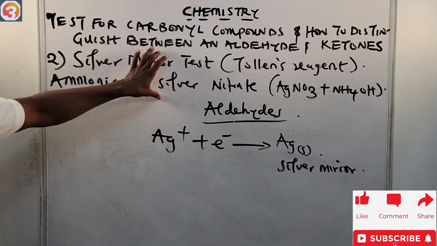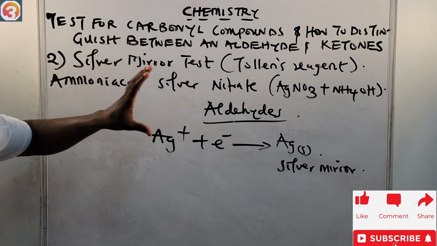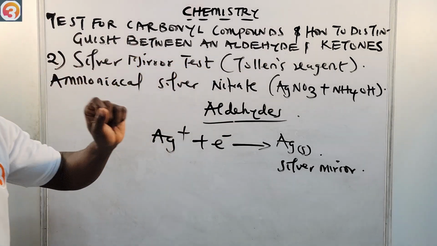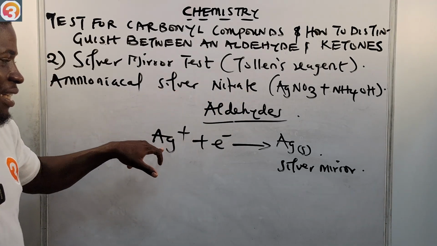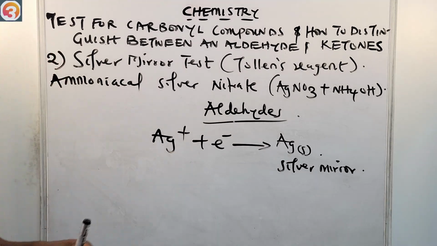So this is the second test we do to distinguish between an aldehyde and a ketone: the silver mirror test using Tollens' reagent. The reason why we observe a silver mirror with aldehydes is that the silver ion present in the Tollens' reagent is reduced to solid silver. So that's the second test.